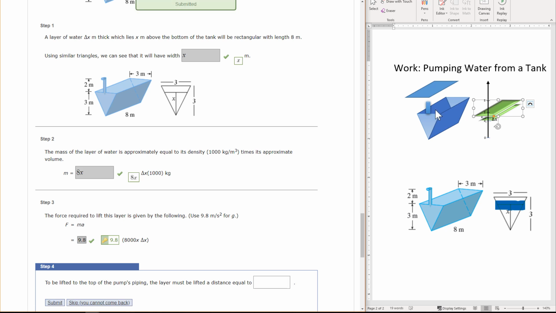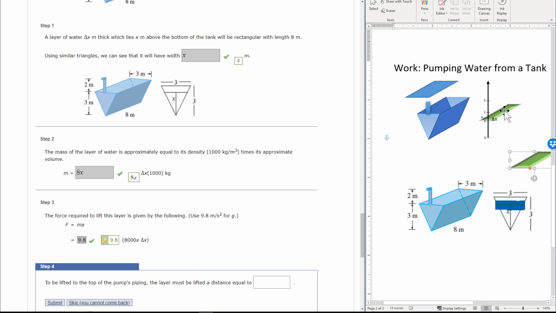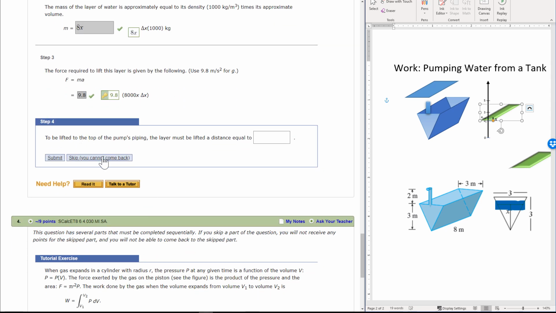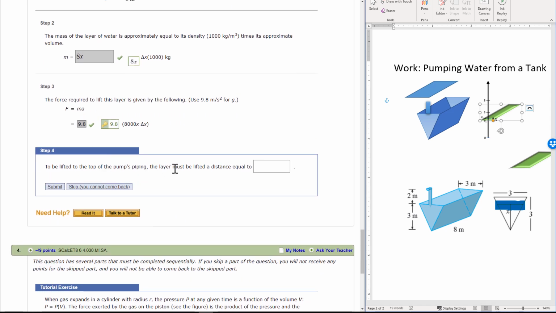So now we have this one slab of water. Let's take a look at this slab of water. So we have one slab of water at the height x. And so the next question is, to be lifted up to the top of the pump's piping, the layer must be lifted a distance equal to what?